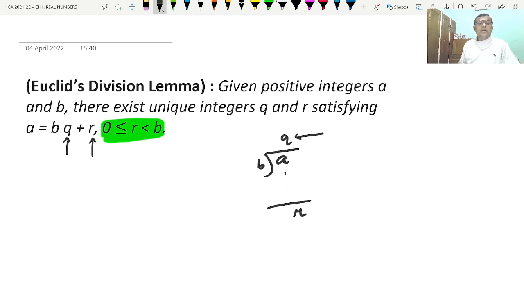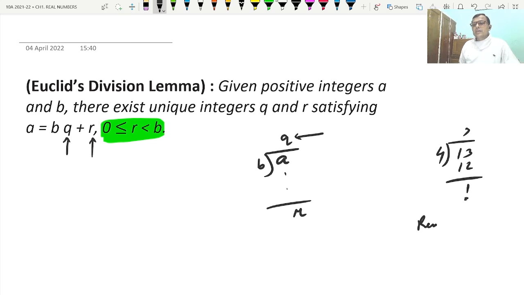Dividend is equal to divisor into quotient plus remainder. Now, what is the meaning of this? This is the remainder. Remainder is less than the divisor. See, any number, if you divide 13 by 4, 4 3s are 12, remainder 1. This remainder will be always less than the divisor.